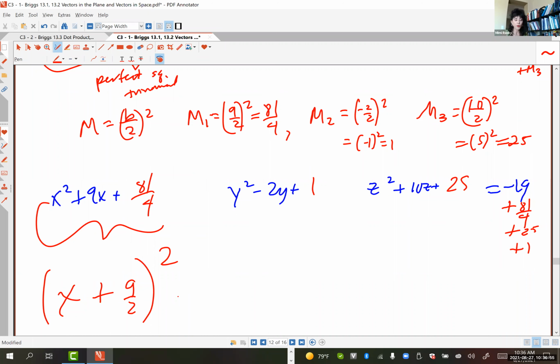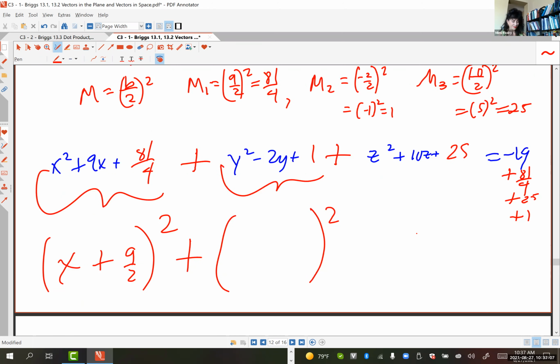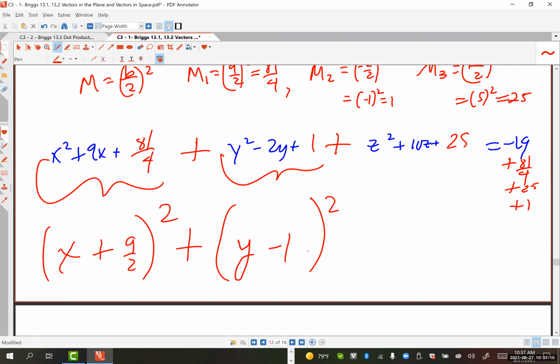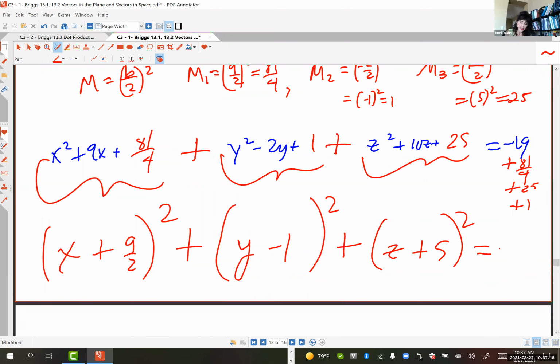If you don't believe me, FOIL it out. A little bit plus signs here. Plus, what does this guy factor as? y minus 1 squared. And then how about that last trinomial? z plus 5 squared. And now get out a calculator and add up all those wacky numbers on the right, and I get a weird fraction, 109/4.